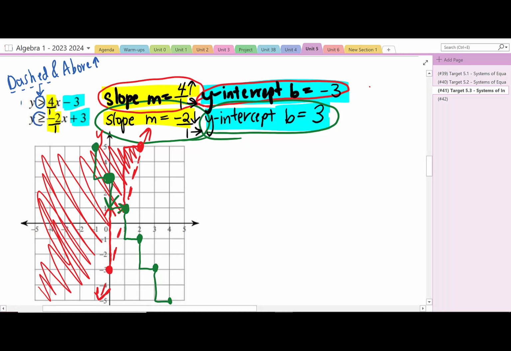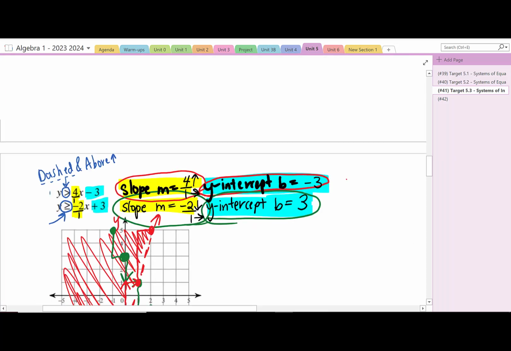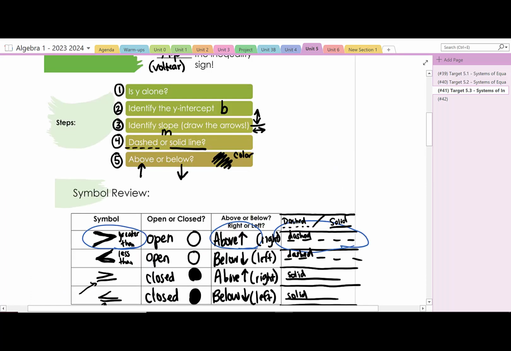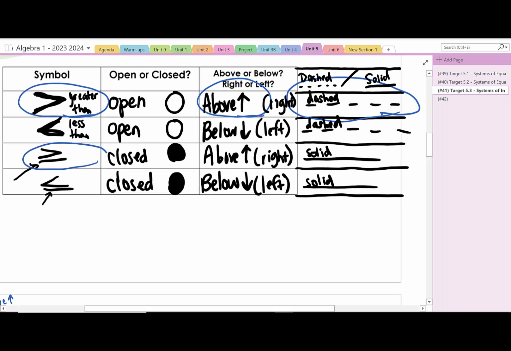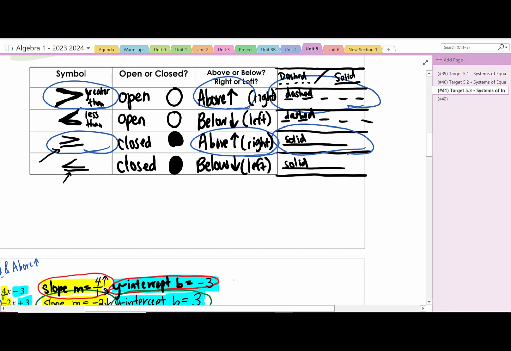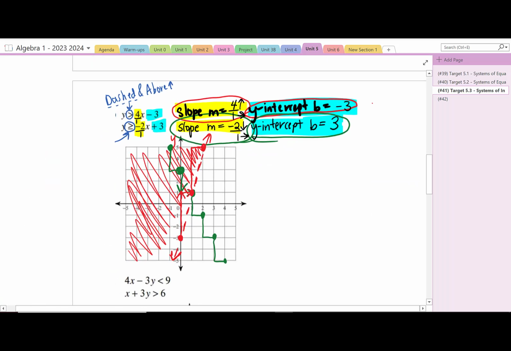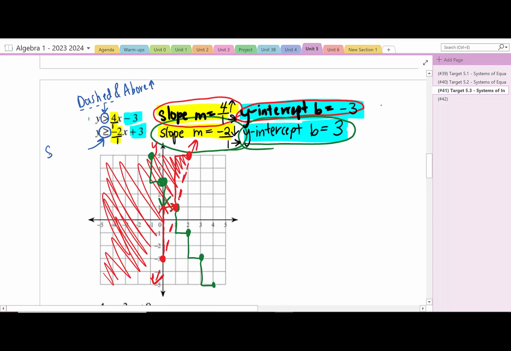Okay, now, again, look at the sign. Necesitas mirar el símbolo ahora. Is the line dashed or solid? Si la línea es dashed or solid. So if I look up here, it's this one. So it's going to be solid and color above. So la línea es sólida y necesitamos pintar arriba de la línea también. So here I want to put solid and above.